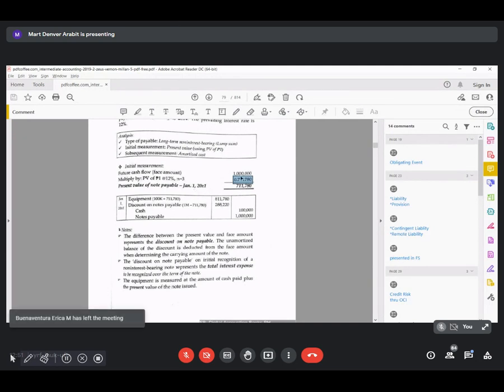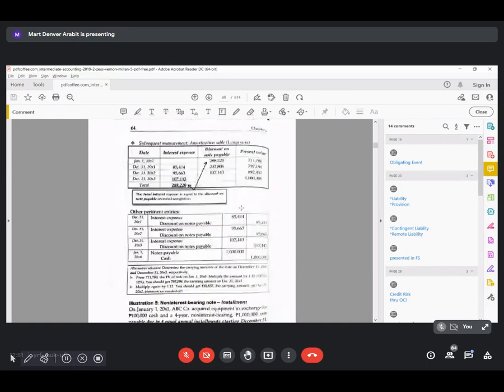Net of the discount. Okay. So, how do we compute the discount? So, simply, discount is the difference between dun sa present value ng equipment, which is present value of note, minus dun sa face amount niya. So, ganun lang siya. Yung difference lang ng dalawa.